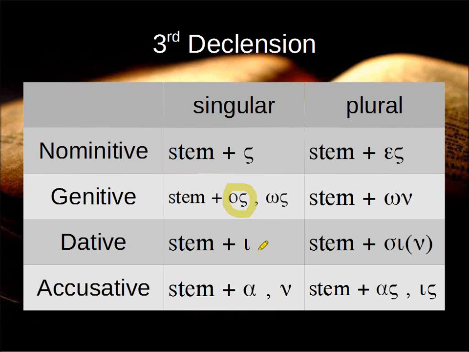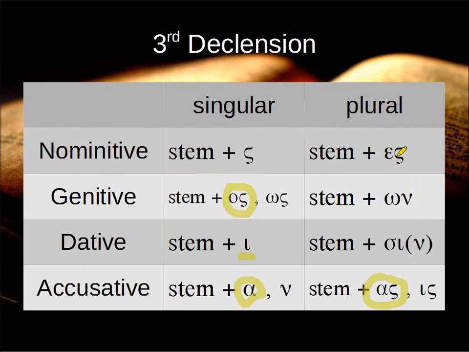This dative is an actual dative. It is not an iota subscript. So we will actually have an iota at the end of a word when it's the dative singular. The same reason with the genitive. You see the nu here? This alpha is more common, okay? The more common ending is the alpha, all right? Again, the same thing for the accusative plural, that alpha sigma is the more common ending. I just wanted to provide these alternatives here to let you know that they do exist in the New Testament, but they are the minority, all right?